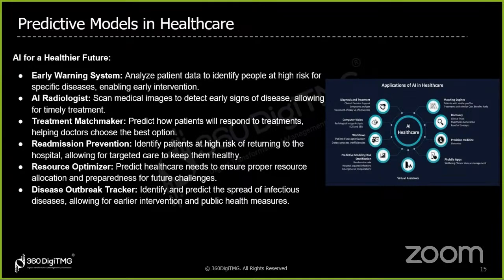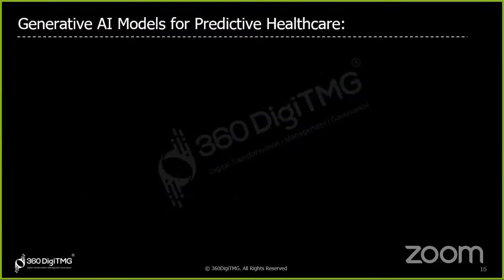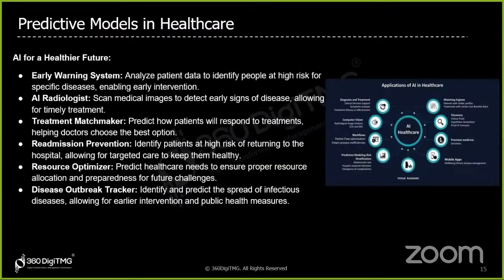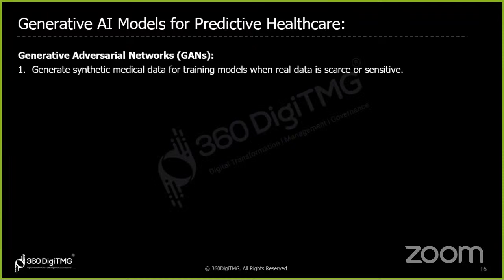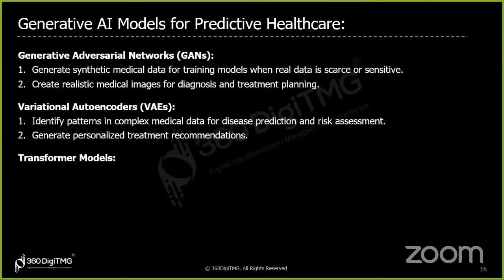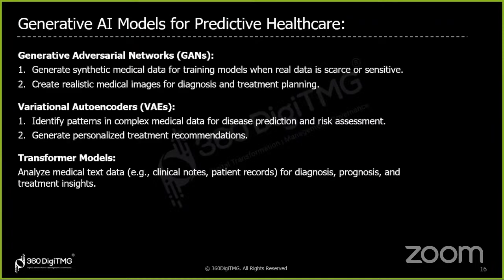Disease outbreak tracker. So, identifying and predicting the spread of infectious diseases for early intervention and public health measures. So, in case of our pandemic COVID, if we had Gen AI by then, I think we would have immediately taken all the precautions, and the predictions would have occurred well before, and we would all have been more aware of that.